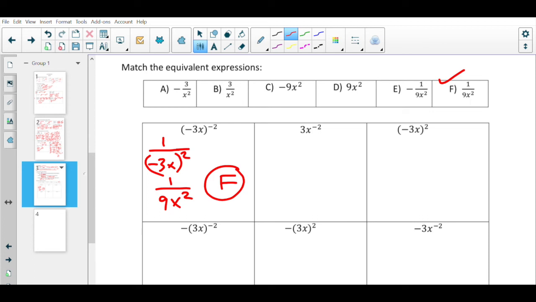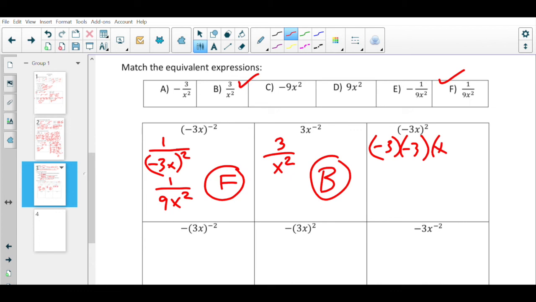3x to the negative 2. That negative 2 is only attached to the x, folks. It's not attached to the 3. So this one is 3 over x to the 2, and that's as far as we can go. And 3 over x to the 2, where is it? It's right there, so that's letter B. Okay, negative 3x in brackets squared. That exponent is attached to everything inside the bracket, so let's work that out. If we're expanding that, we can say that's negative 3 times negative 3 times x times x. You can write it out in expanded notation like that. That's 9x squared. And which one is that? There we go, letter D.